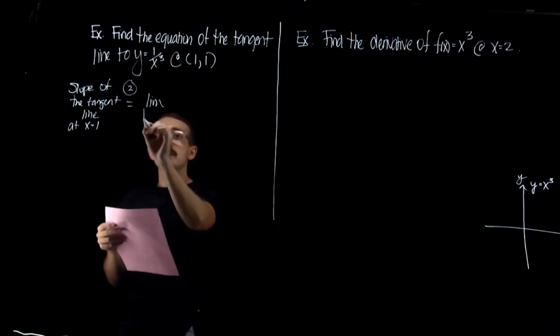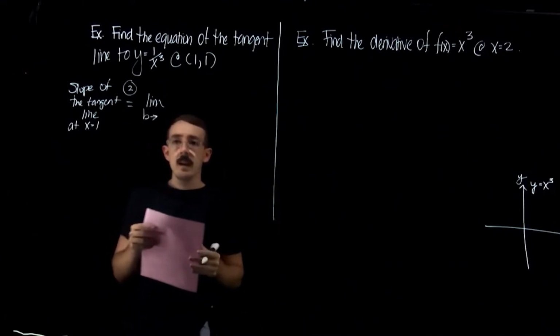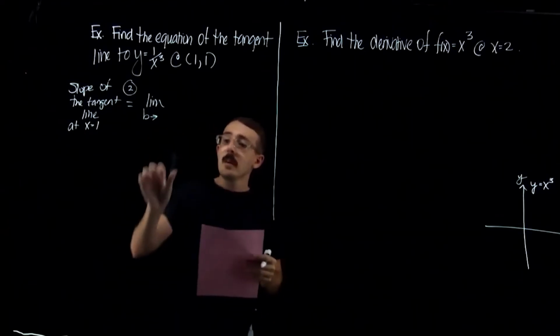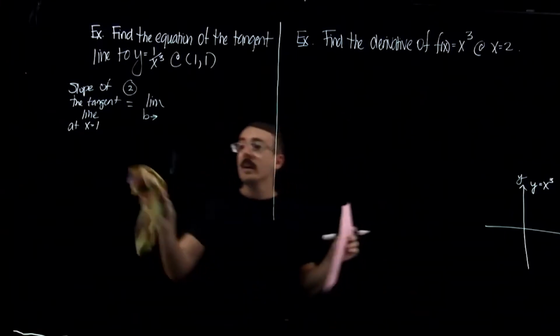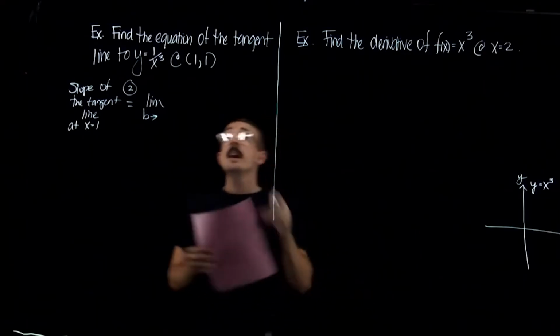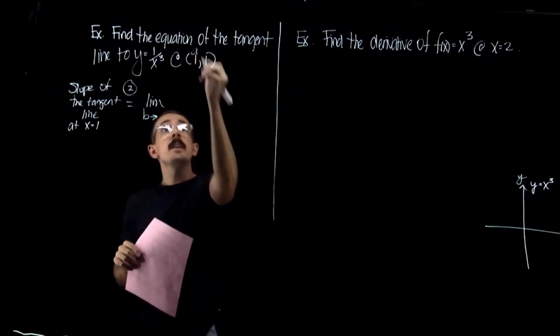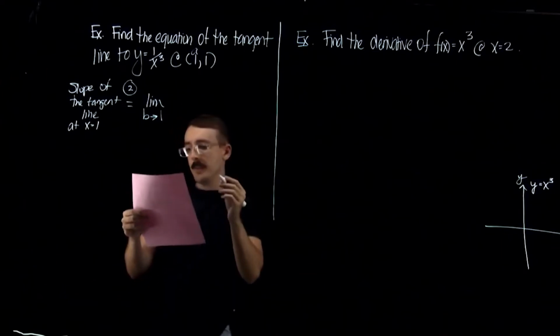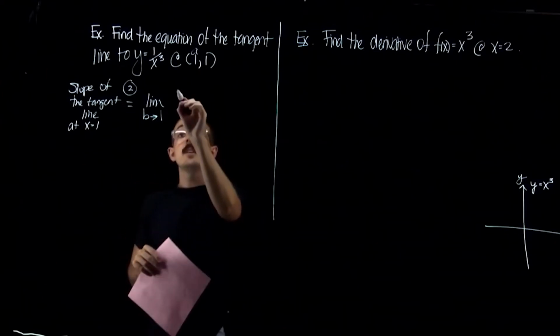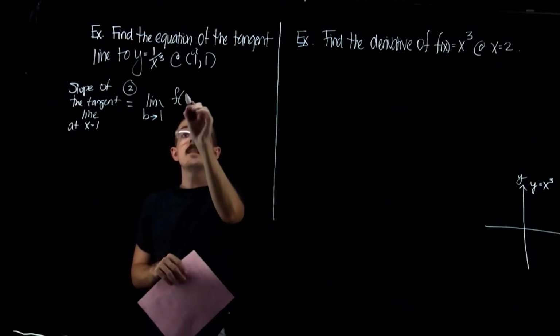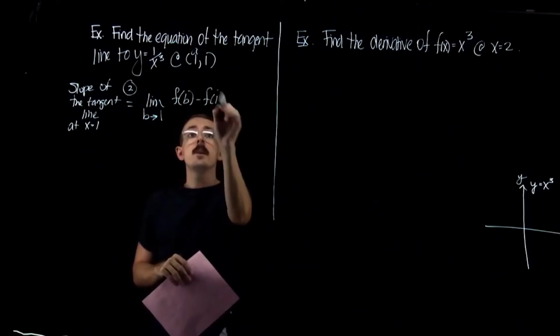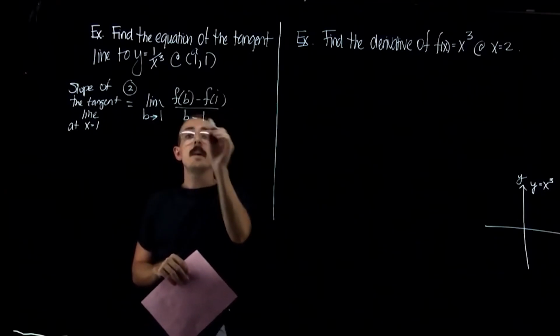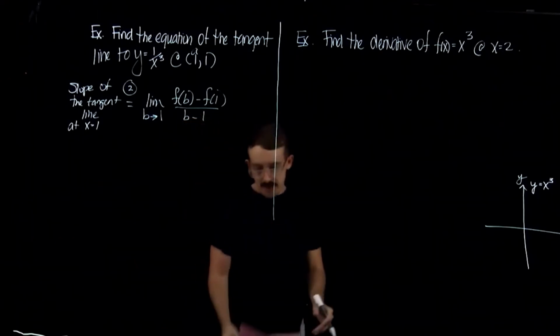So that one was the limit as b approaches a. But this time I need to ask myself, what is the a I'm interested in? And that's this right here. The x value I'm interested in approaching is 1. So as b approaches 1, of f of b minus f of 1 over b minus 1. So that's me setting up definition 2.